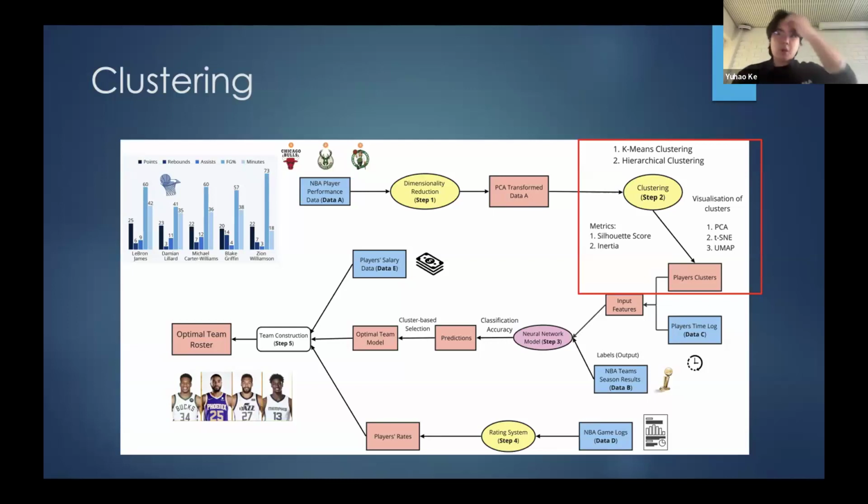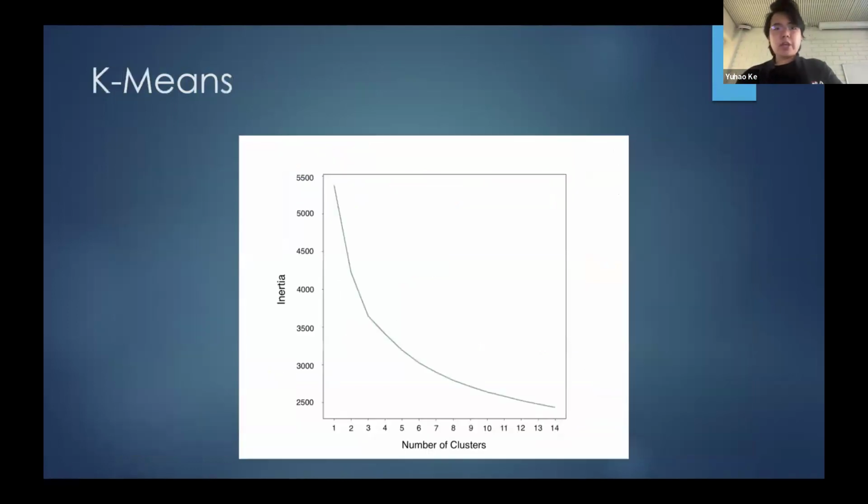For the clustering, in this step, we use two different methods of clustering, the k-means and the hierarchical. For the metrics, we try out the silhouette scores and the inertia. And we also visualize the clusters using PCA, t-SNE, and UMAP. And here is the result of k-means.